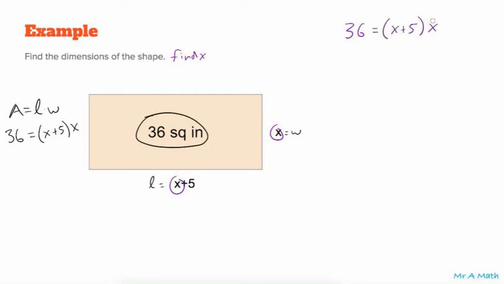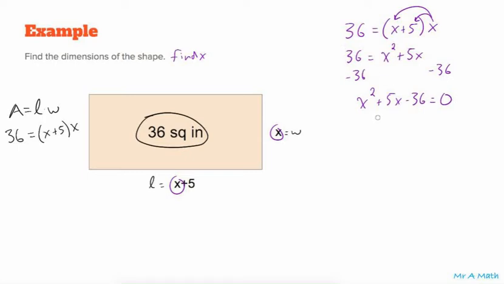Well, what do we do here? Maybe let's try expanding this operation. And I have 36 equals, this is going to be x squared plus 5x. All right, so if I subtract 36 from both sides, I'm going to get x squared plus 5x minus 36. And since I subtracted 36 from both sides, it's just going to be equal to 0. All I did was I wrote this side over here on this side for simplicity's sake.